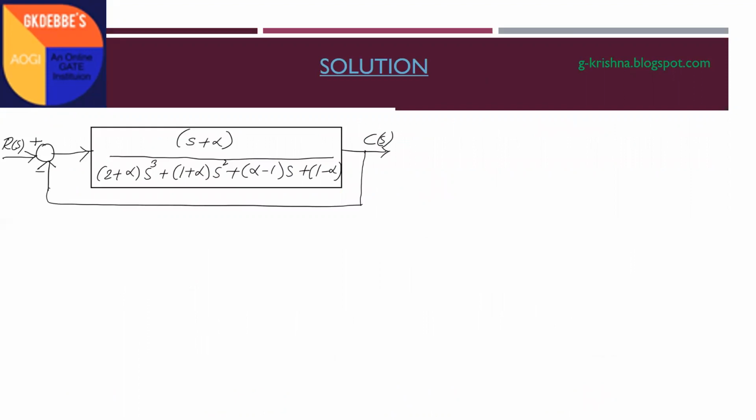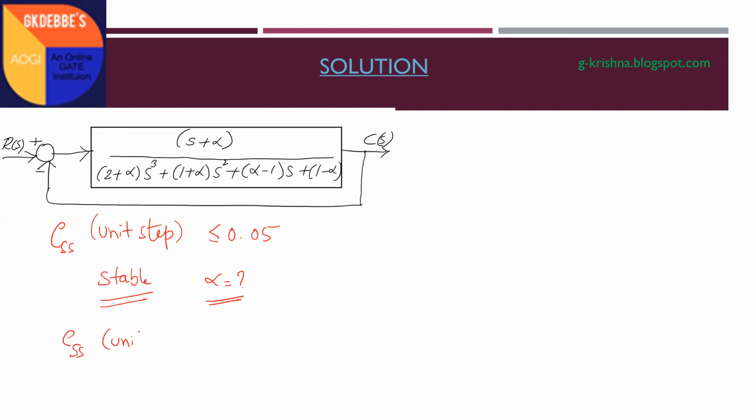We have to meet two requirements. The steady state error for unit step input needs to be less than or equal to 0.05, and we need the closed loop system to be stable. We have to select the value of alpha to meet these two conditions. Let us go for the steady state error calculation for unit step input.